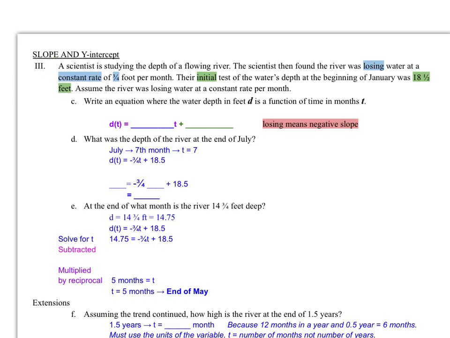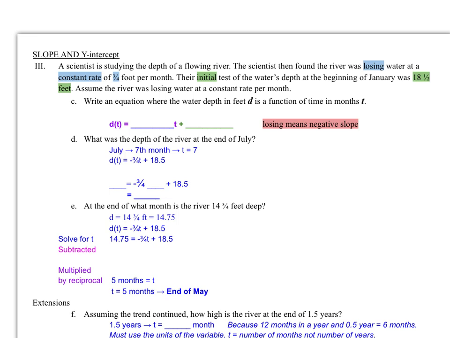On scenario 3, in this problem, you're given the slope and the y-intercept. For example, a scientist is studying the depth of a flowing river. Scientists then found the river was losing water at a constant rate of 3/4 foot per month. Their initial test of the water's depth at the beginning of January was 18.5 feet. Assume the river is losing water at a constant rate per month. Now we can just write the equation.